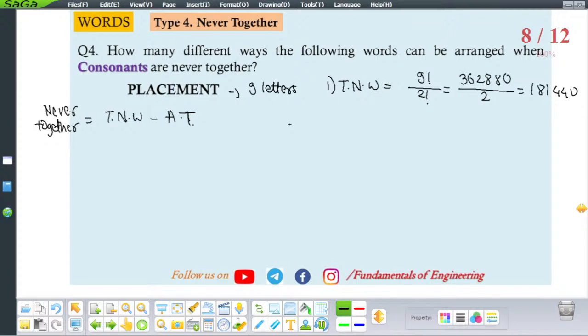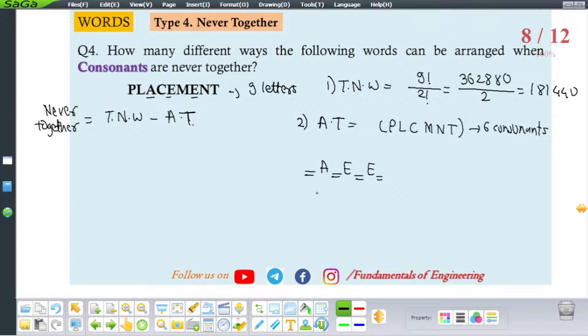Now, always together. Always together, consonants. Consonants are P, L, C, M, N and T. So how many? 6. 6 consonants always together, and they will take the place in between vowels. Vowels are A, E and E. So how many places? 1, 2, 3, 4. So possible arrangements we will get here.